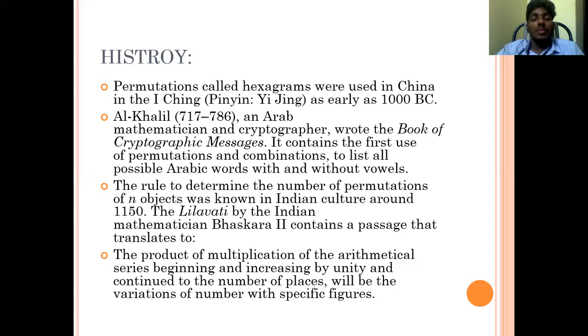The rule to determine the number of permutations of n objects was known in Indian culture around 1150. The Lilavati by the Indian mathematician Bhaskara II contains a passage that translates to: the product of multiplication of the arithmetical series beginning and increasing by unity and continued to the number of places will be the variation of number with specific figures.